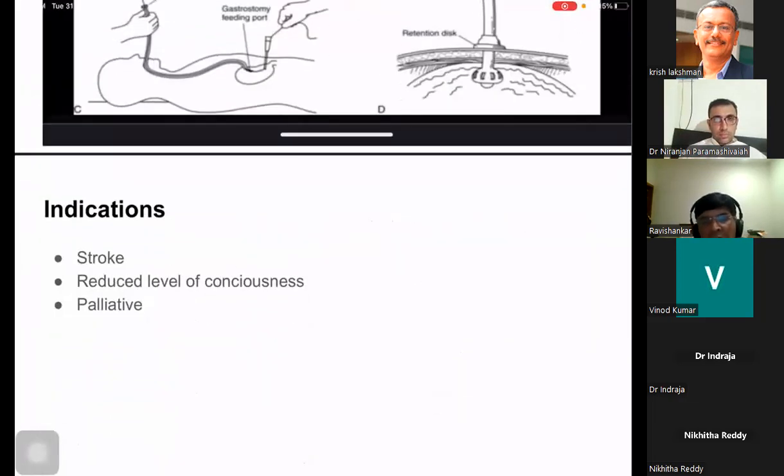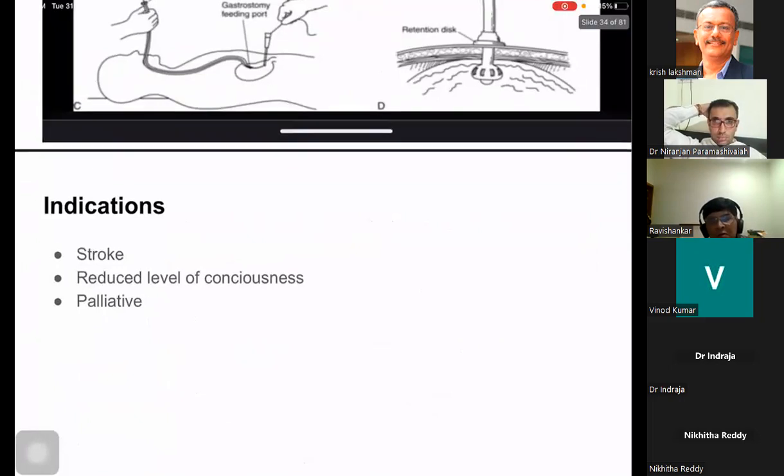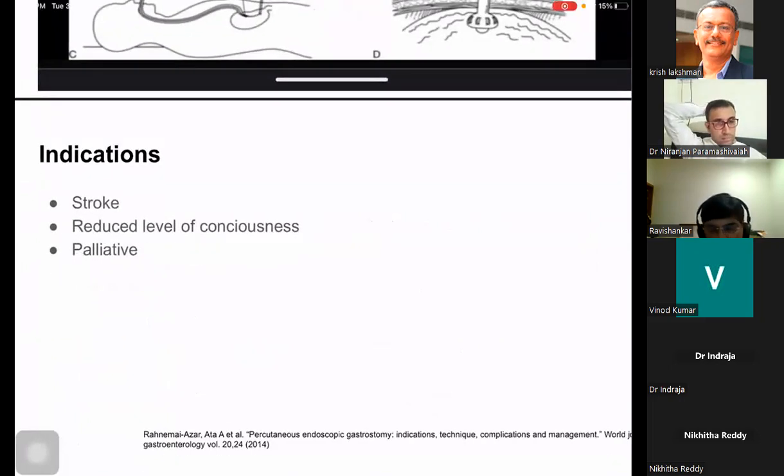And these are basically indicated in stroke patients, when there is prolonged usage of the tubes for the requirement of nutrition, in unconscious patients, and for palliative measures like esophageal tumors, which cannot be surgically treated.